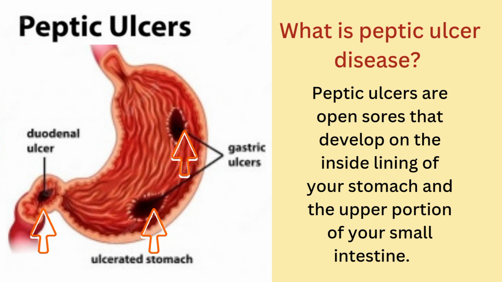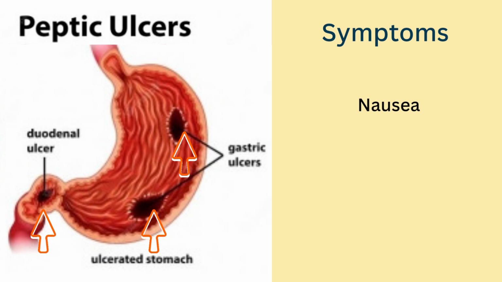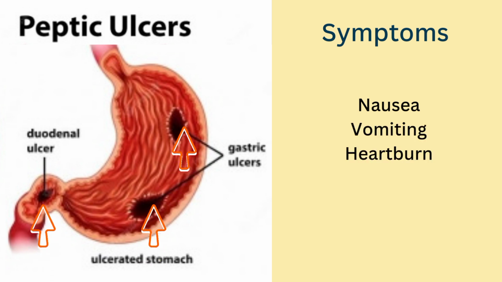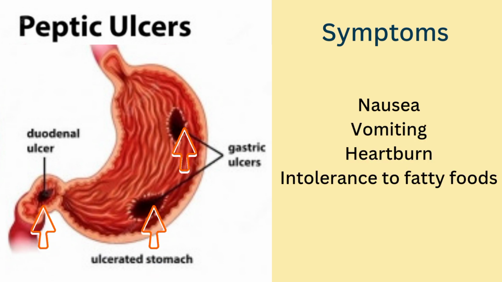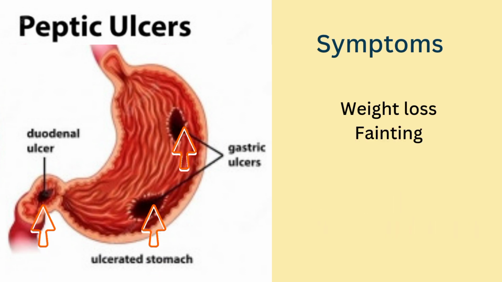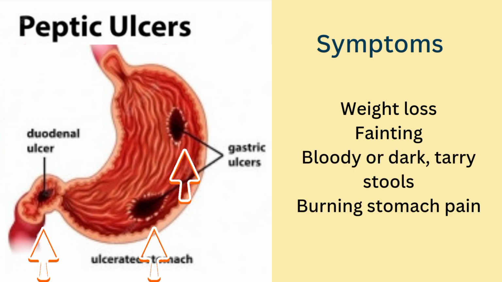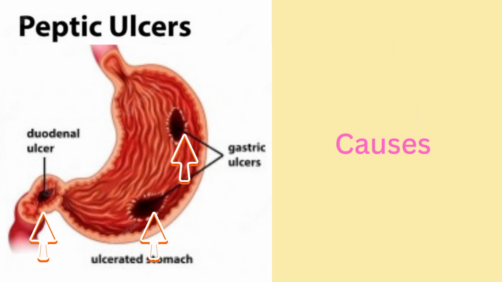Peptic ulcers are open sores that develop on the inside lining of your stomach and the upper portion of your small intestine. Let us see the symptoms of this condition. They are nausea, vomiting, heartburn, intolerance to fatty foods, feeling of fullness, bloating and belching, weight loss, fainting, bloody or dark tarry stools, burning stomach pain.